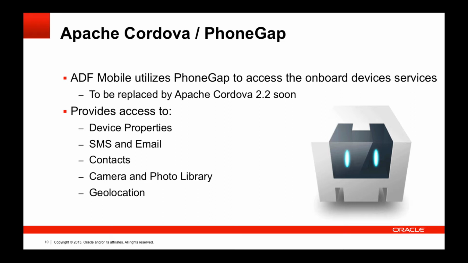As such, not only is Oracle documentation a valid place to look up information on these services, so is the PhoneGap or Cordova documentation. In particular, this external documentation includes useful information on the capabilities and limitations of the different devices, that being iOS and Android, that you're likely to deploy to and have to deal with.